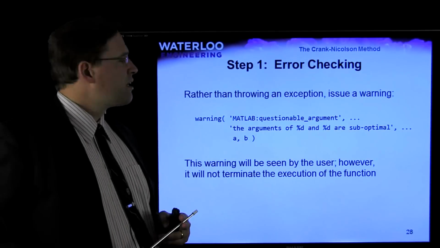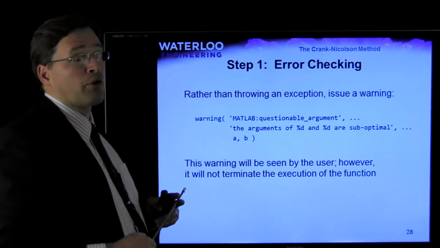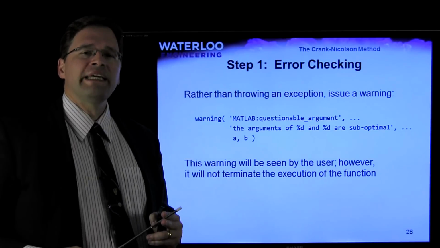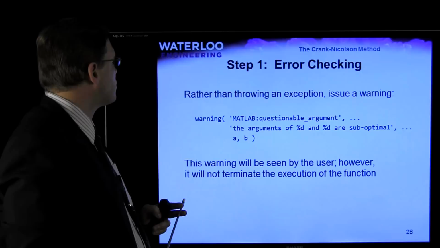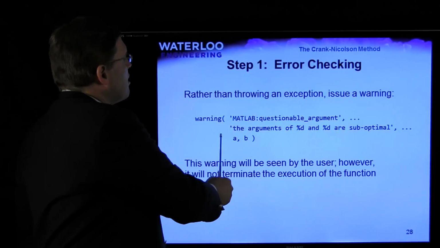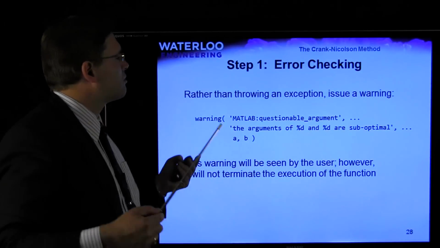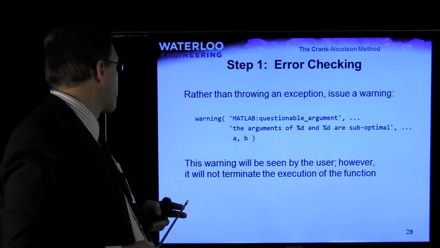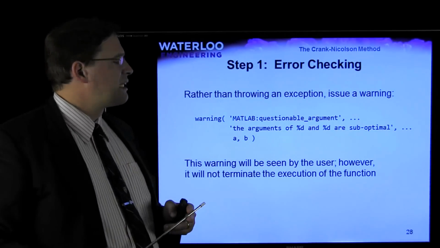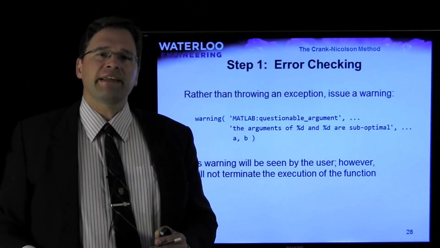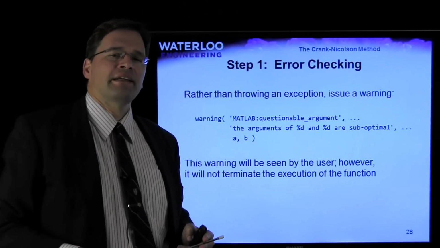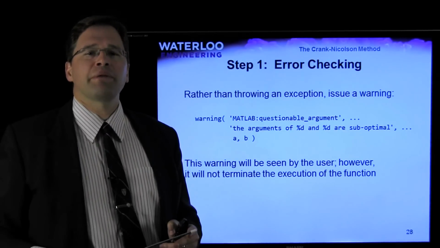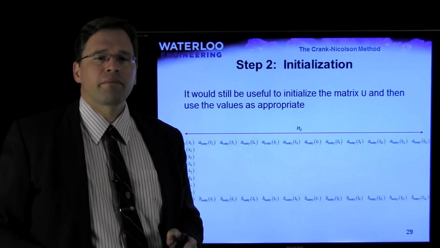So instead of issuing or throwing an exception, we will simply issue a warning. By issuing a warning, we will say, hey, certain particular arguments are suboptimal. This is the general structure. Now, the warning will be seen by the user, but unlike an exception, this will not terminate the execution of the function. The function will happily carry on executing.